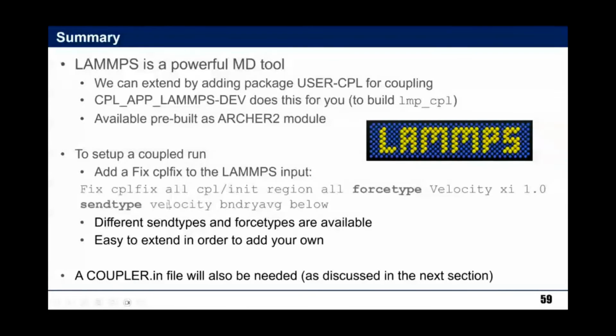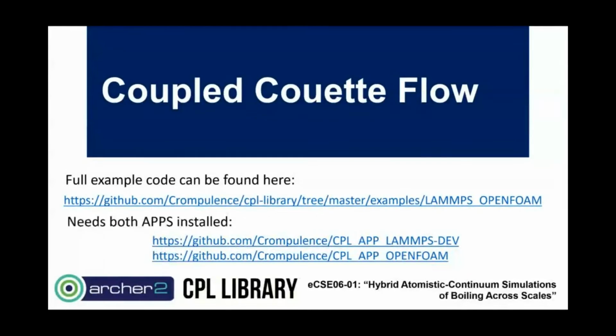Now, in order to set up a coupled run, you just add the single keyword. If you take this keyword out, it's uncoupled. If you add this keyword in, it's coupled. And then you can choose which force type you want to apply. So that's velocities, and whether you want to average velocities and send them back. And it should be easy to extend. The other thing to mention is the coupler input file will also be needed, and that will be discussed in more detail in the next section.